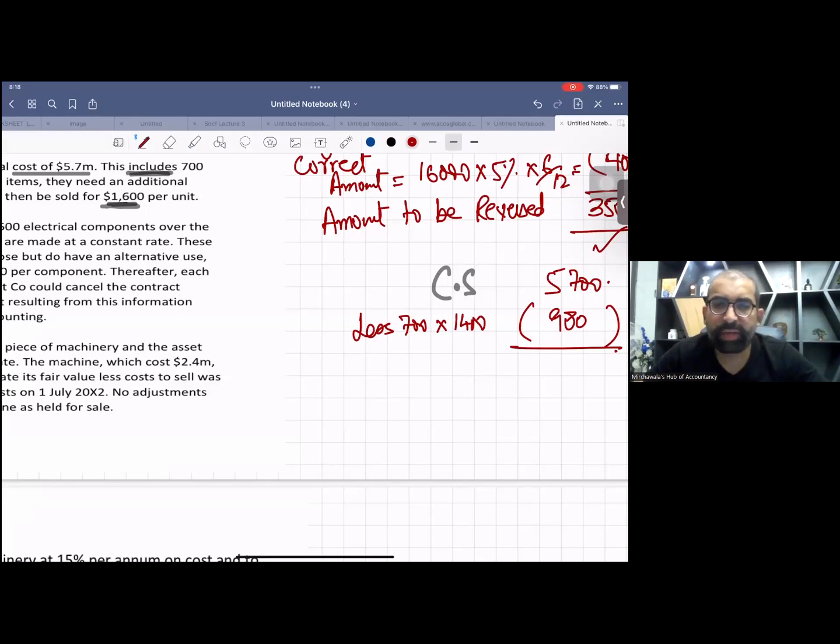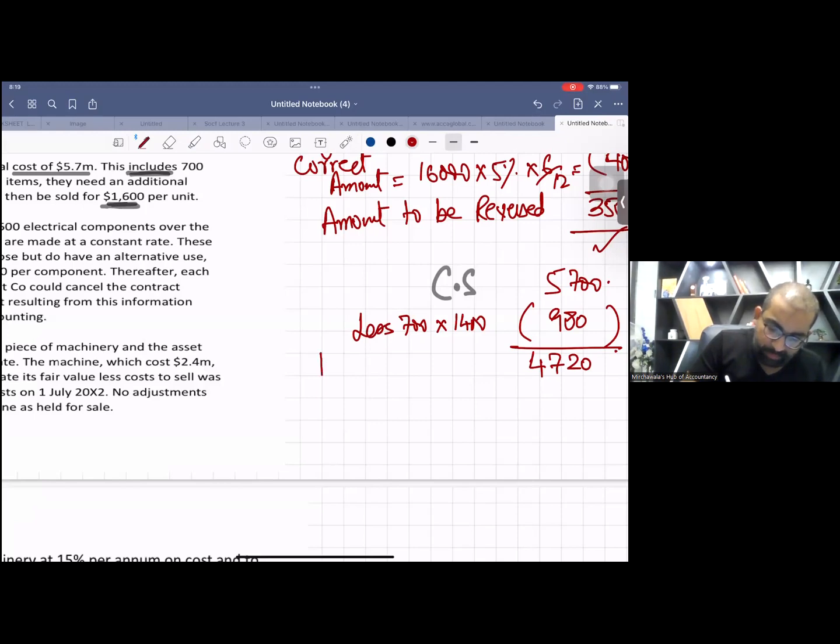How much is this? 5,700 minus 980, please. 5,700 minus 980, 4,720. Thank you. Now we have taken those units. Now let's go in the lab.